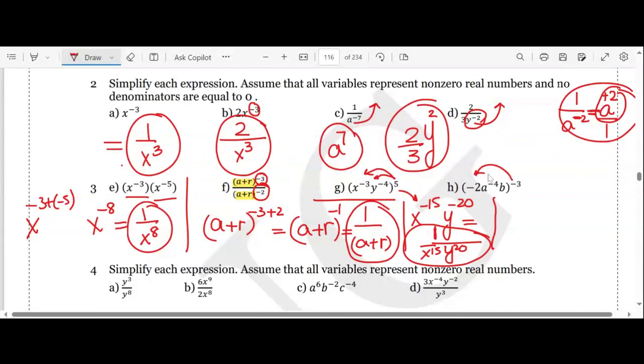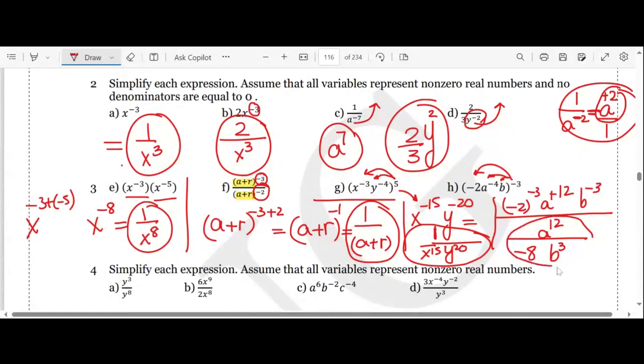Next one. Negative 3 is distributed how many times? 3 times. There will be a minus, make it positive. So what's the answer? a to the power of 12 over 2 times 2 times 2, negative 8. b to the power of what? 3.